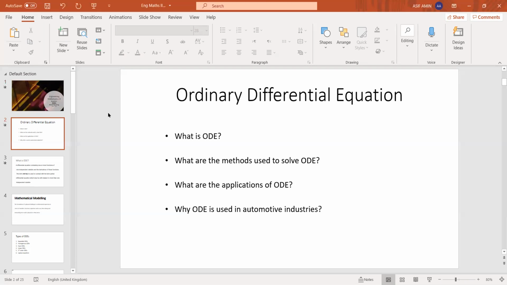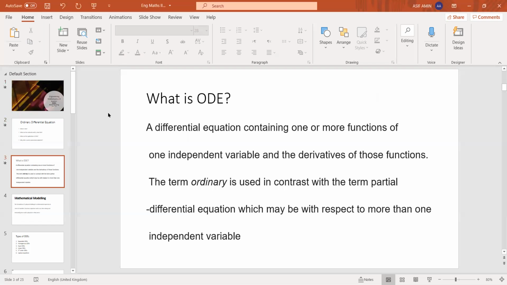What am I going to talk about? What is an ODE? What are the methods used to solve ODEs? What are the applications of ODEs? And why are ODEs used in automotive industries? So let's begin with what is an ODE.